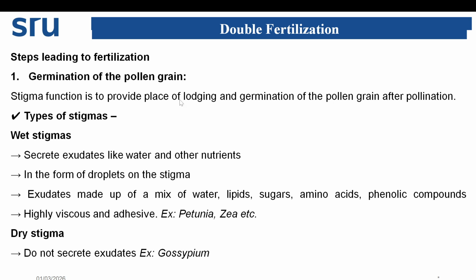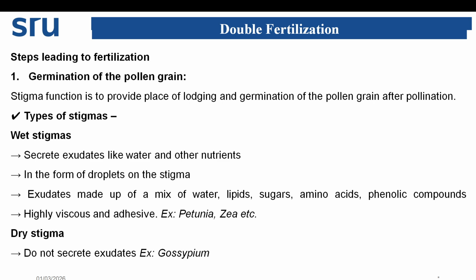The stigma's function is to provide the place of lodging and germination of the pollen grain after pollination. There are two types of stigma, that is wet stigma and dry stigma. What is wet stigma? It secretes exudates like water and other nutrients in the form of droplets on the stigma. Exudates are made up of a mix of water, lipids, sugars, amino acids, and phenolic compounds. They are highly viscous and adhesive, for example, petunia.